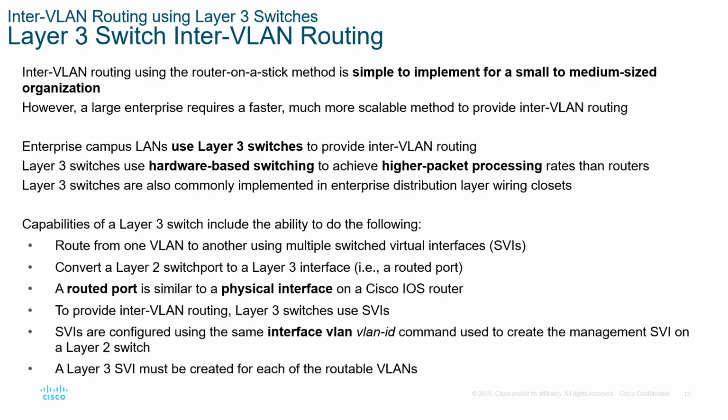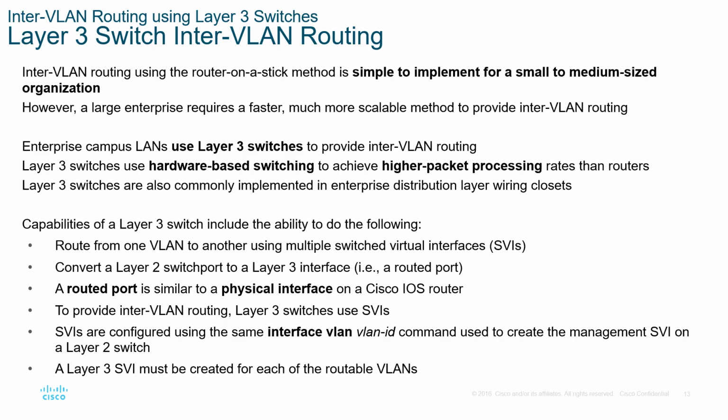Convert a layer 2 switch port to a layer 3 interface, meaning it's going to be that routed port that I spoke about. A routed port is similar to a physical interface on a Cisco IOS router, so it will take an IP address and a subnet mask. A normal switch port will not.